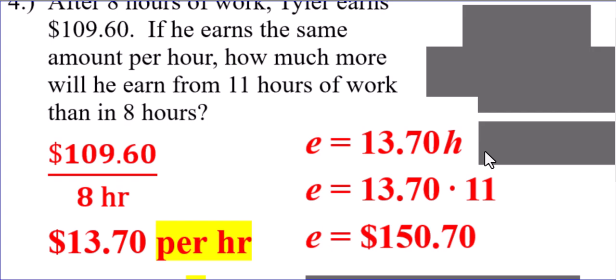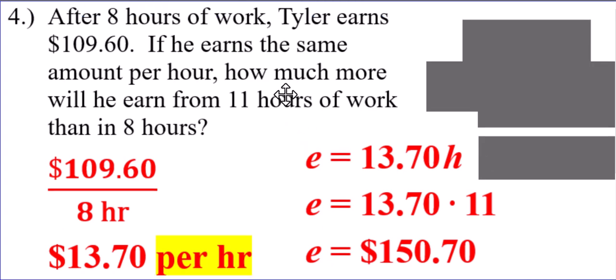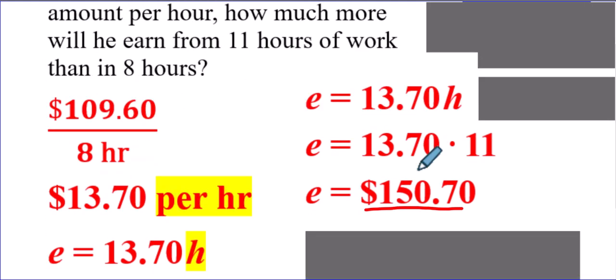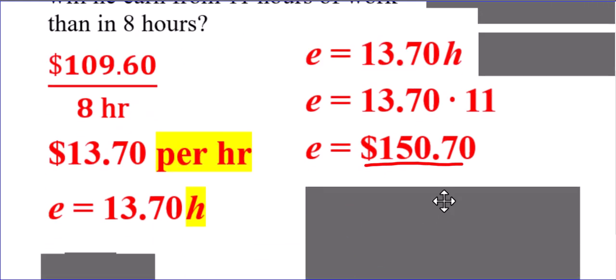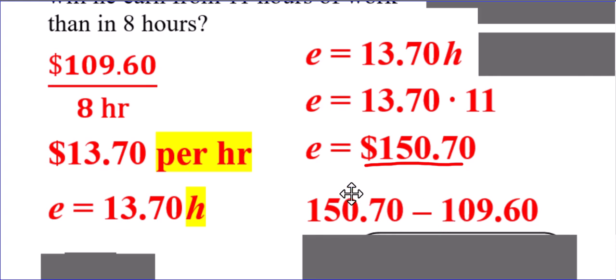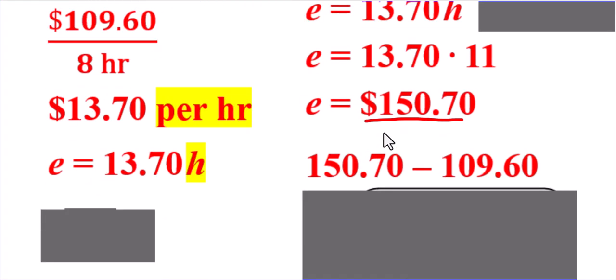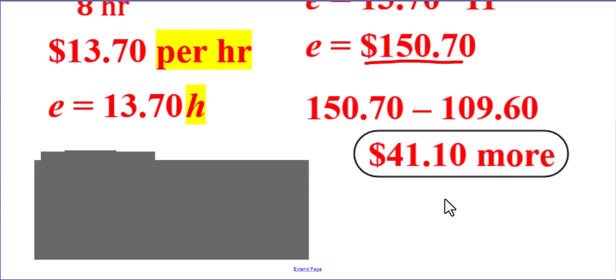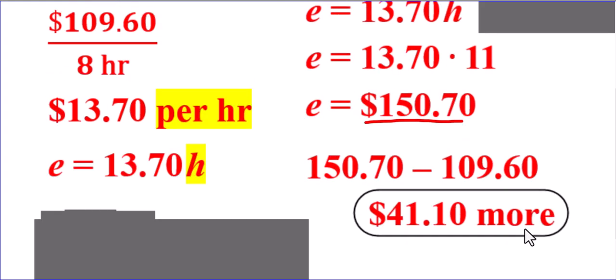$150.70. Are we done? No. What were we asked to find? How much more he will earn from 11 hours of work than 8 hours of work. So I now know the 11 hours number. I already knew the 8 hours amount of money. What I'm going to do is subtract those numbers so that I can get how much more he will earn. Boom. $41.10 more. Again, you could have used a calculator for that. That is the answer to the question.